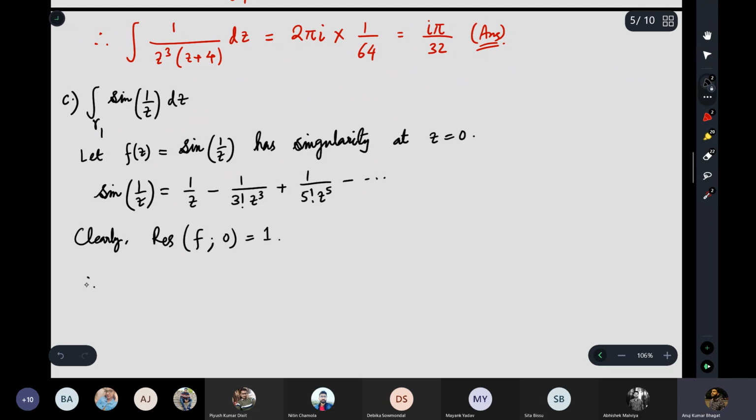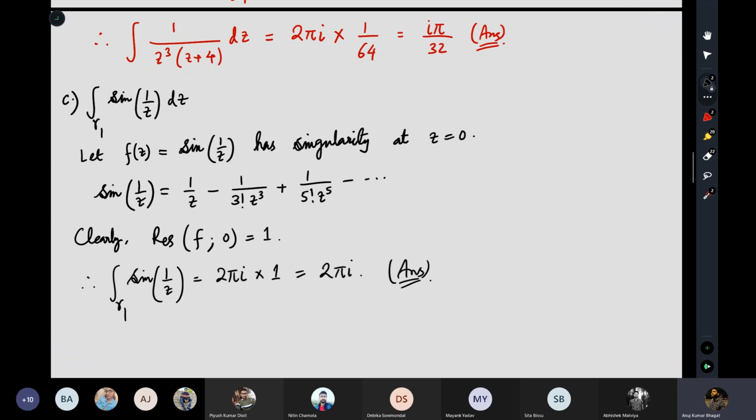So therefore this integral is 2 pi i, and this 0 lies inside gamma 1, so this is 2 pi i. This is the answer. Whenever you have an essential singularity, you do not have any formula to calculate the residue. You just write down the Laurent series expansion, and then from there find the coefficient of 1 by z. That will be your residue.